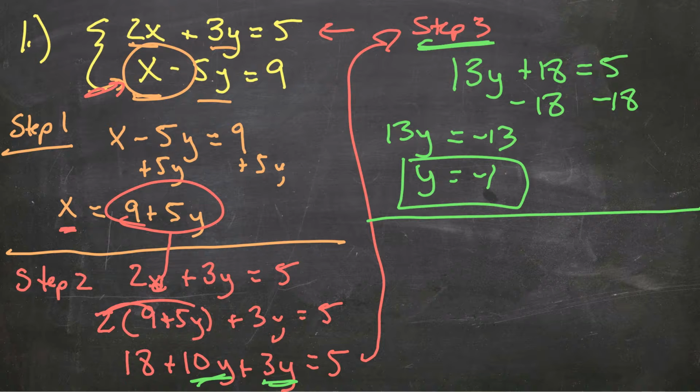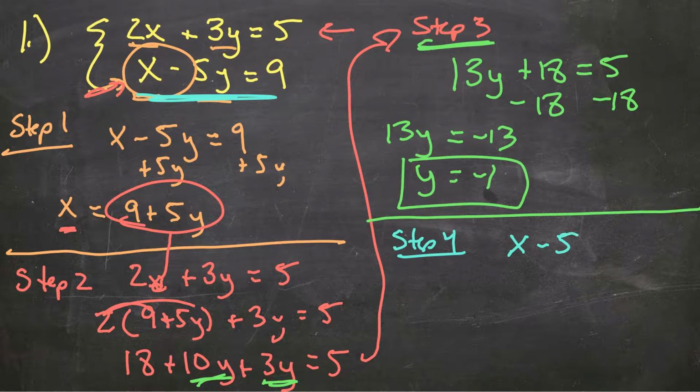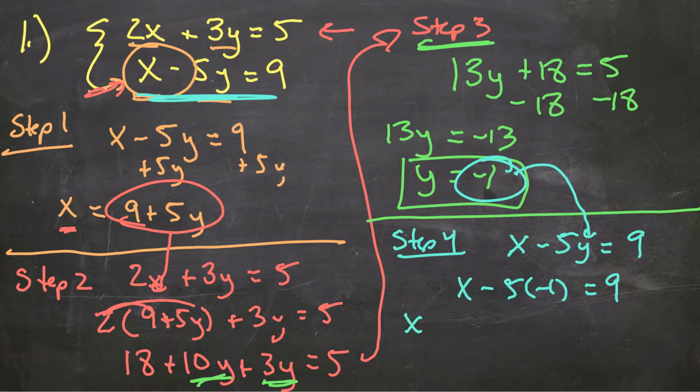Step 4 says we're going to go back to the original. It doesn't matter which one you do. I'm going to use the bottom one. So step 4, I'm going to write x minus 5y equals 9. Now look, I solved for y, so I'm going to take negative 1. I'm going to plug it in for y. I'm going to say x minus 5 times negative 1 equals 9. I'm going to have x plus 5 equals 9. So x equals 4 when I subtract 5 from both sides.